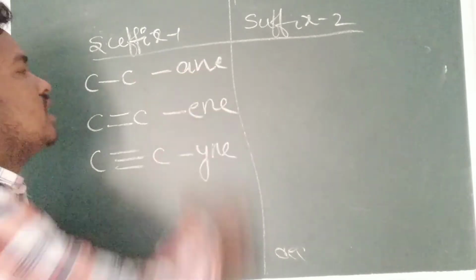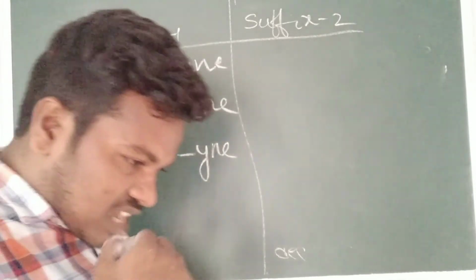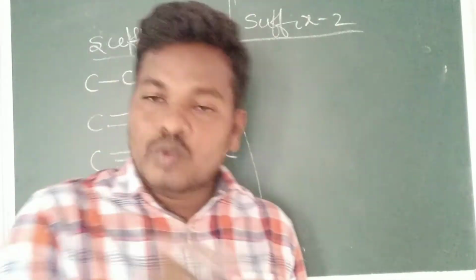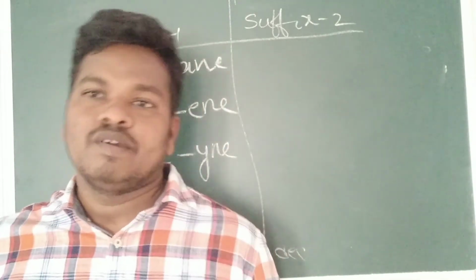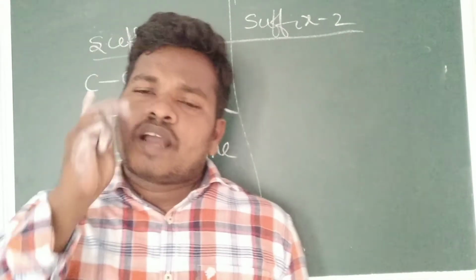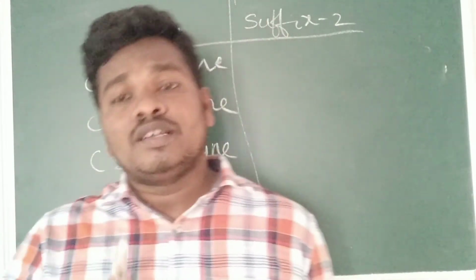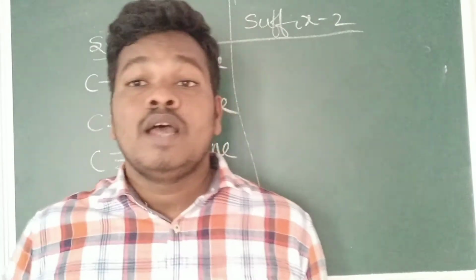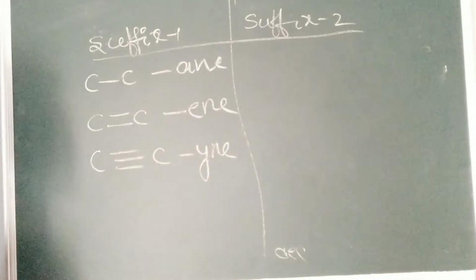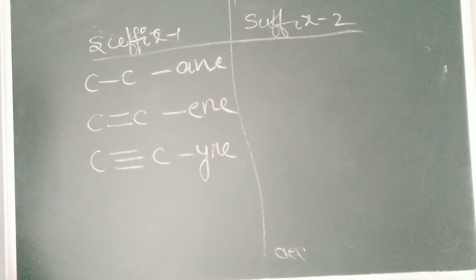So we have learned about the suffix. That means in a given organic compound, is it saturated or unsaturated? What is meant by saturated? If all the carbon bonds are single bonds, that is called saturated. If double bonds or triple bonds are there, that is called unsaturated. Already we have learned about saturated and unsaturated.